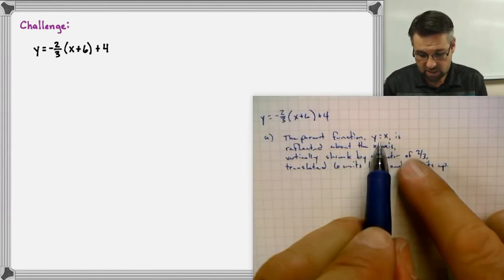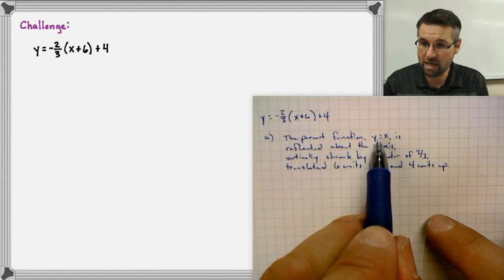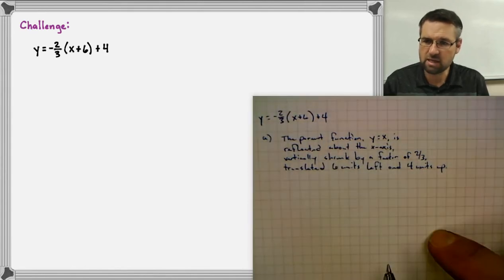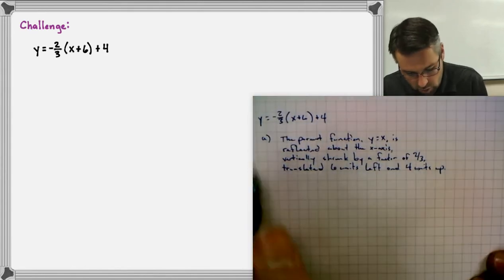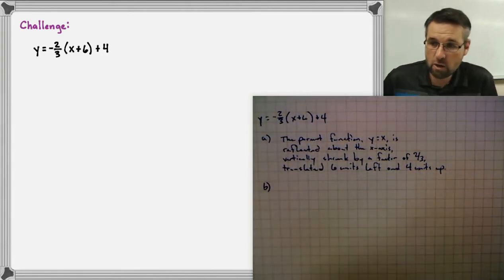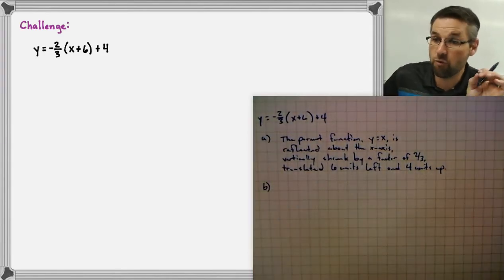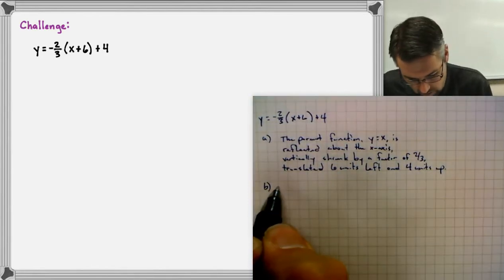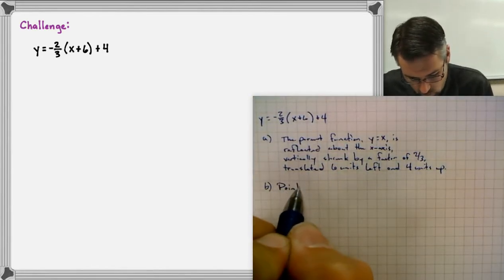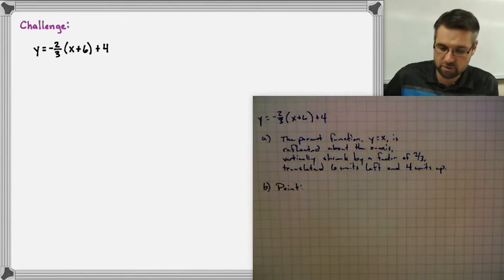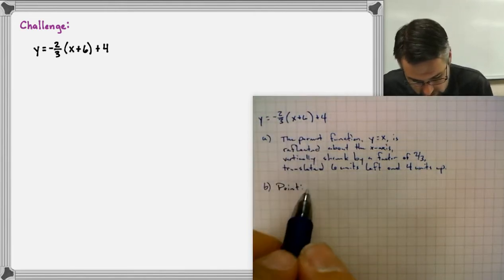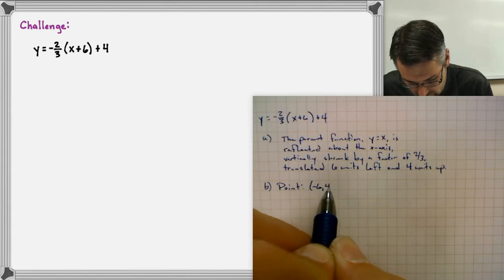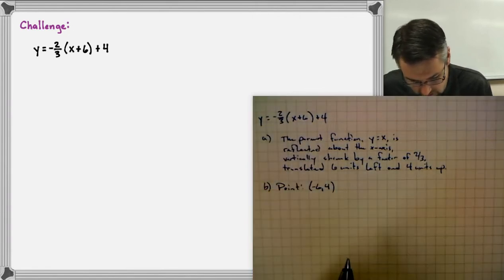Notice the difference is that the parent function is y equals x, right? But everything else is the same. Now, when we go to graph this, we know that this isn't a parabola, so there is no vertex, okay? But there is a point. The point that I start with would be just like when I start with a vertex. The point that I start with is going to be -6, 4. Change this sign, keep that sign, okay?